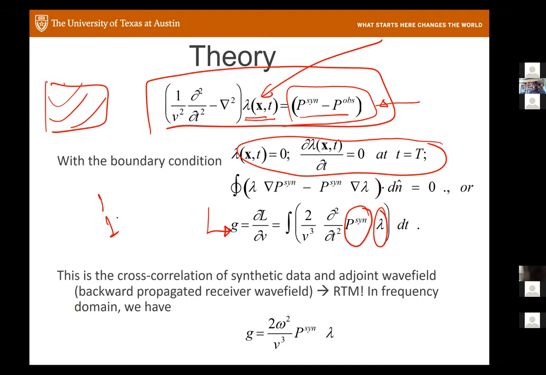So 1 + 1, so 2. Well, it's actually a bit more, it's not as simple as it sounds, because you have to be able to save all the wave fields, and it causes a nightmare in terms of memory management, which is beyond the scope of this talk. But the technique is pretty simple, and it actually works really well.